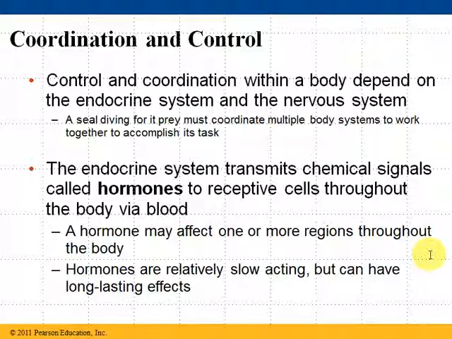The endocrine system transmits chemical signals called hormones. We already talked about the nervous system primarily using electrical signals and also a chemical signal that jumps from one neuron to the next.